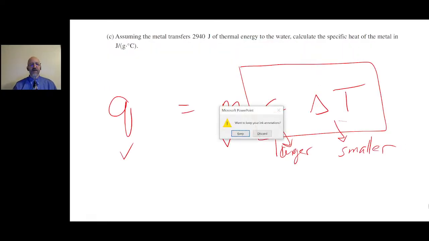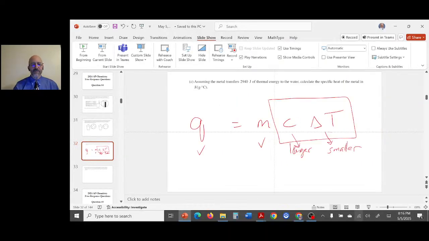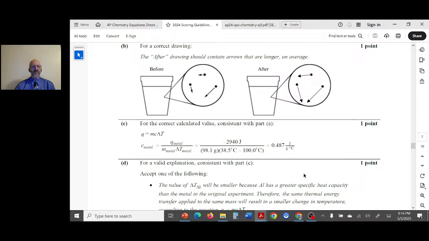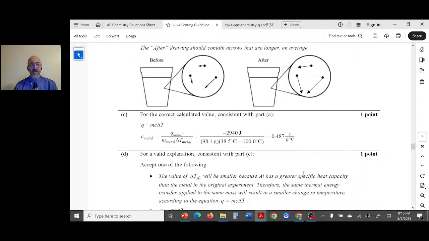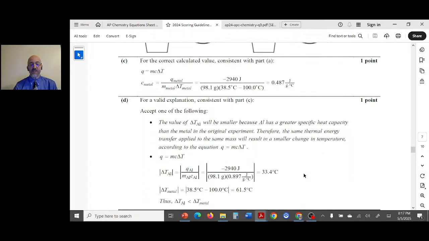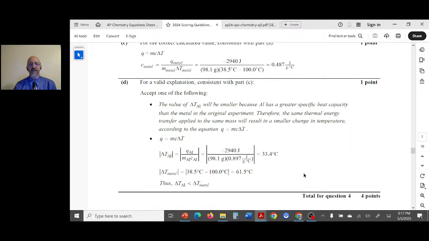I'll show you my scoring guidelines on that one. Again, you could do it mathematically or just talk about it conceptually. So here's one of the possible answers. The value of delta T will be smaller because aluminum has a greater specific heat capacity. Therefore, they're talking about a smaller change in temperature because it's a larger specific heat capacity. Or mathematically, you could go ahead and run the numbers and show that 33.4 is less than 61.5.